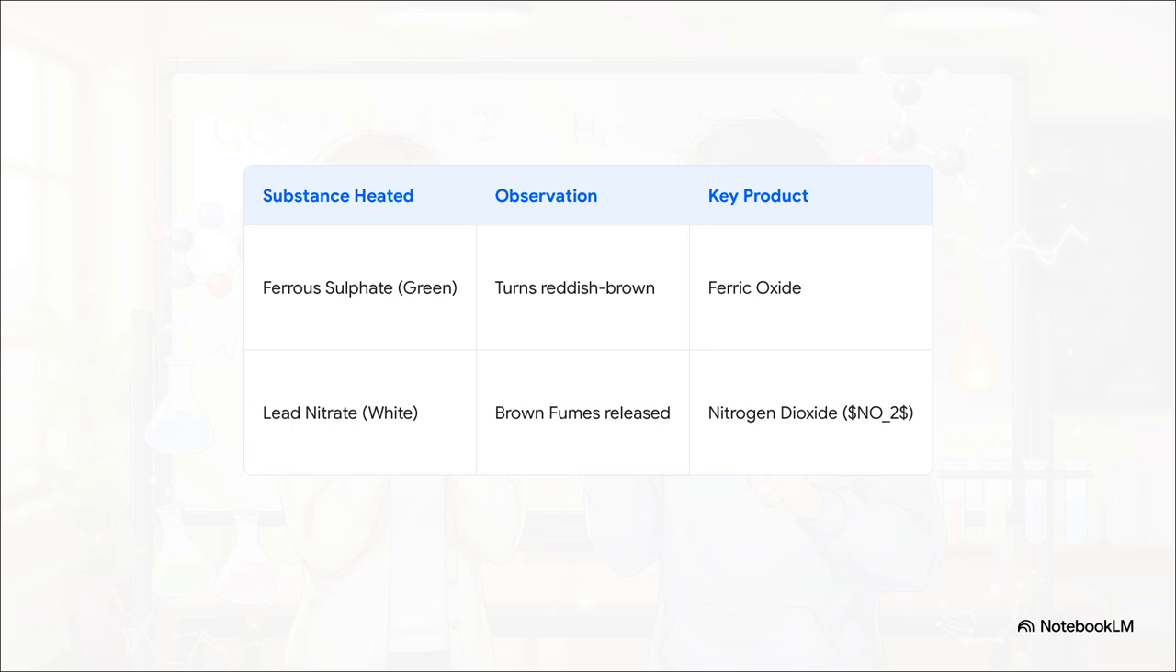Now this table right here, this is pure gold for your exam. Let's look at that first row. Ferrous sulfate starts off green, and when you heat it, it turns reddish-brown. Now the second one, lead nitrate, which is white, gives off these very obvious brown fumes. The exam will ask you directly, what is that brown gas? And the answer is nitrogen dioxide, NO2. You have to memorize these colors.